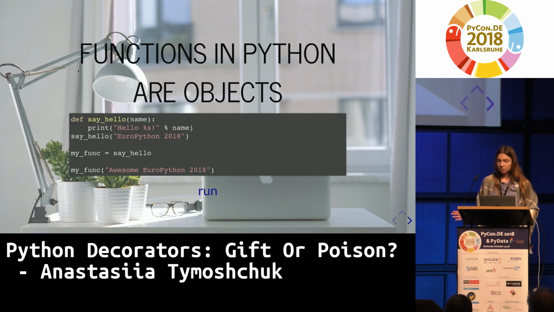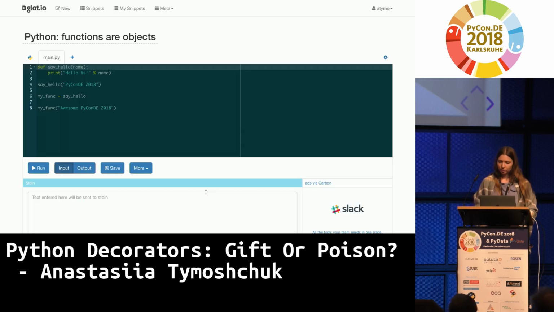It's just a simple function, the hello function, which is printing some text on the screen. Then we are assigning this function to another variable and just calling it. Pretty simple, yeah? So let's run it. And as expected, it just printed the text.